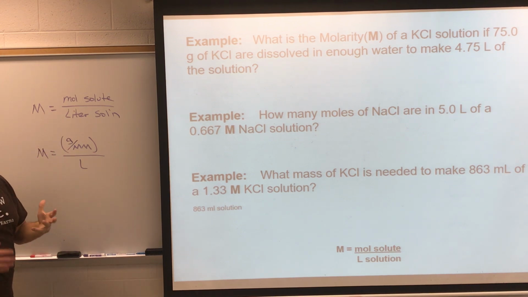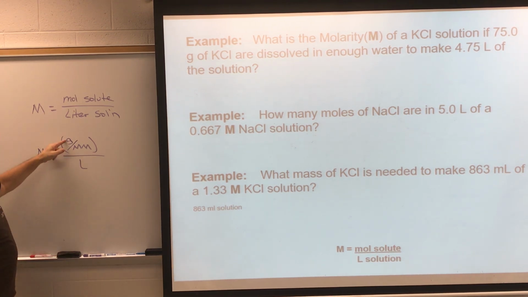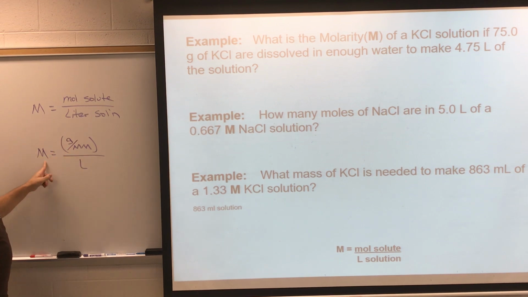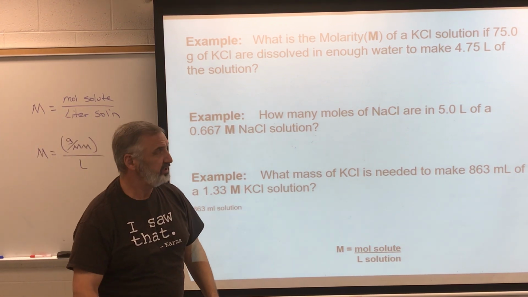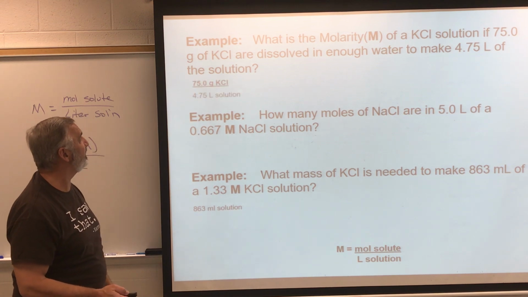Or if you're comfortable enough with the math, you can just do it all in one. You put your grams, your molar mass, and your liters, 4.75, and then you just divide this by this on your calculator. I expect that many of you can just plug it in and do it in this form, but if you need to, you can do it in 2 steps and find the moles. And that's how you're going to see it worked out here.